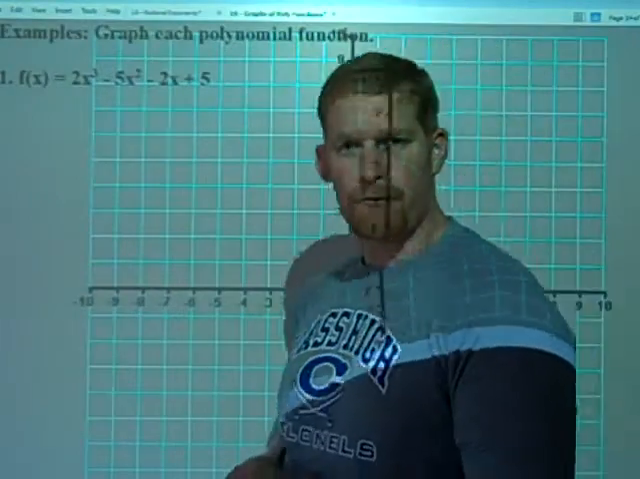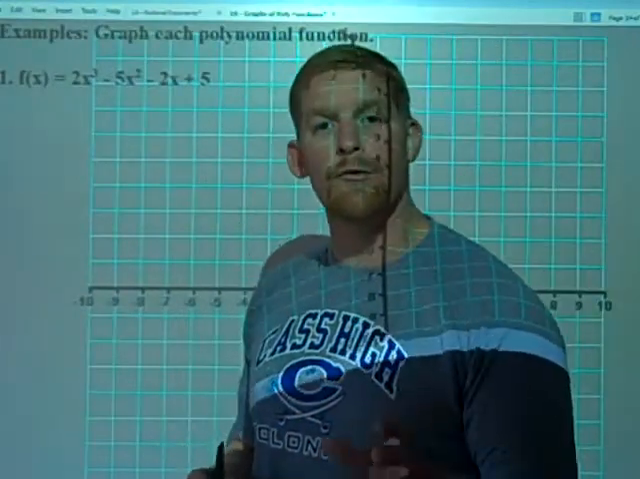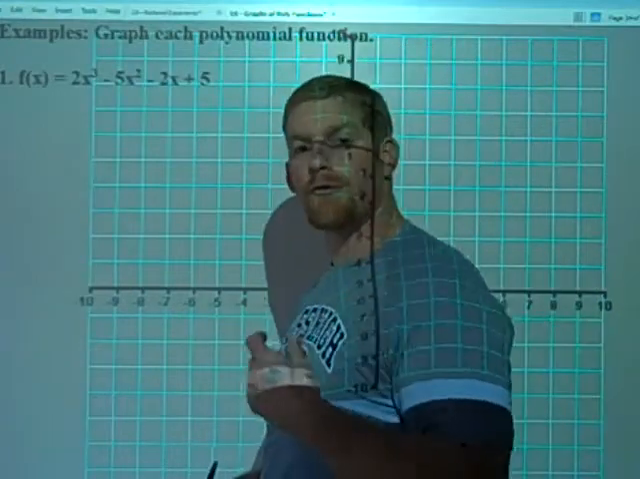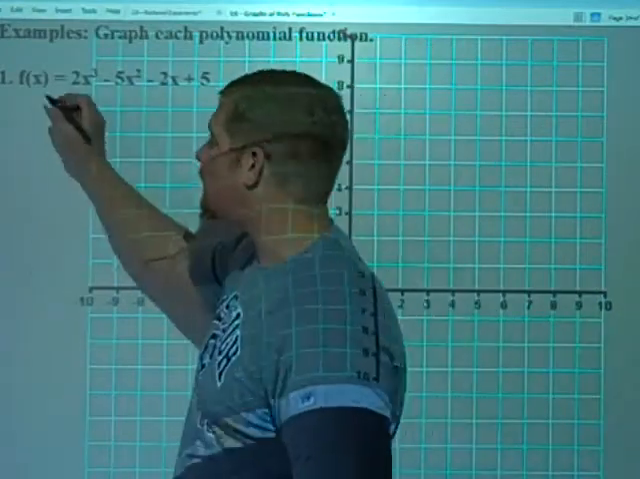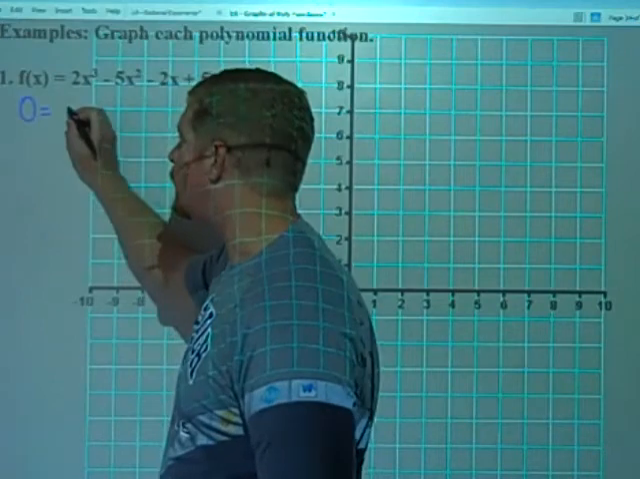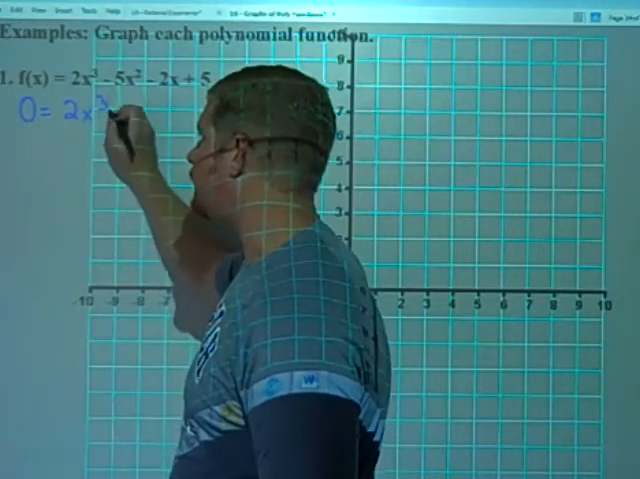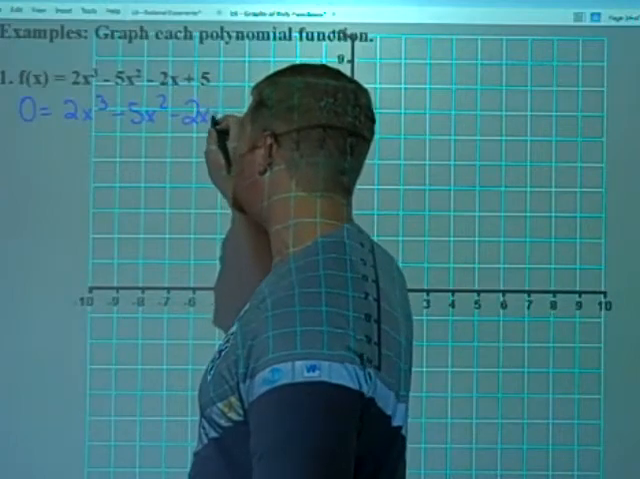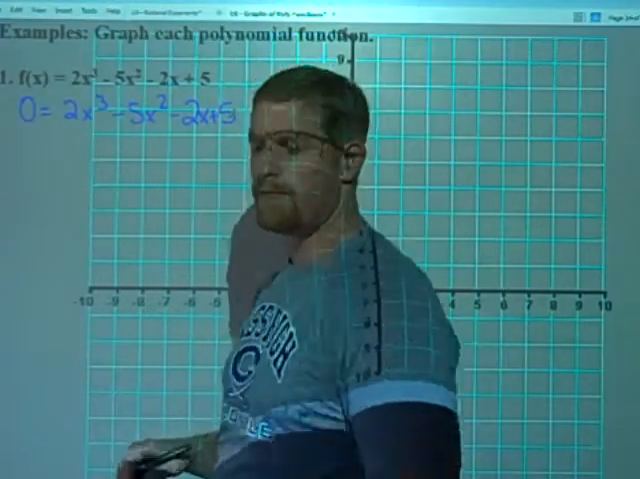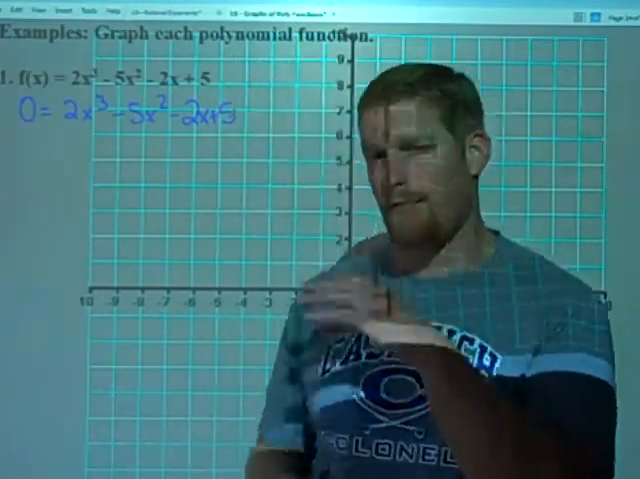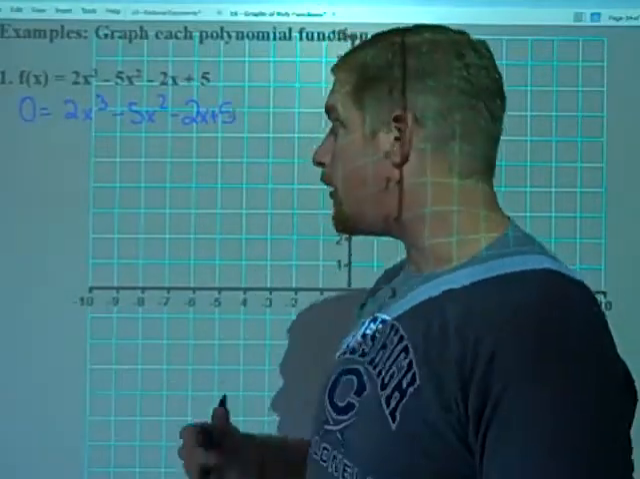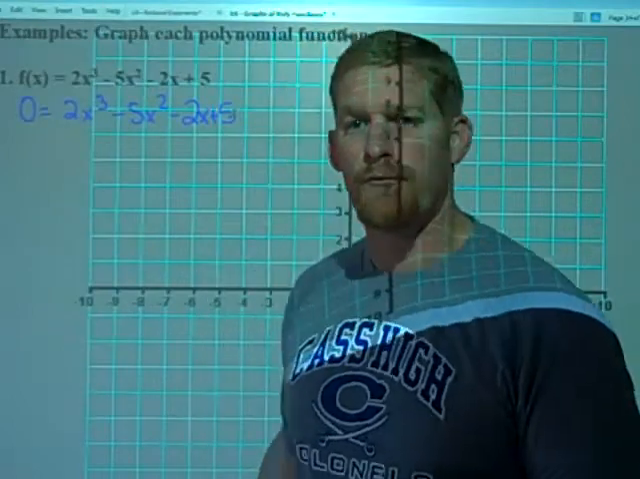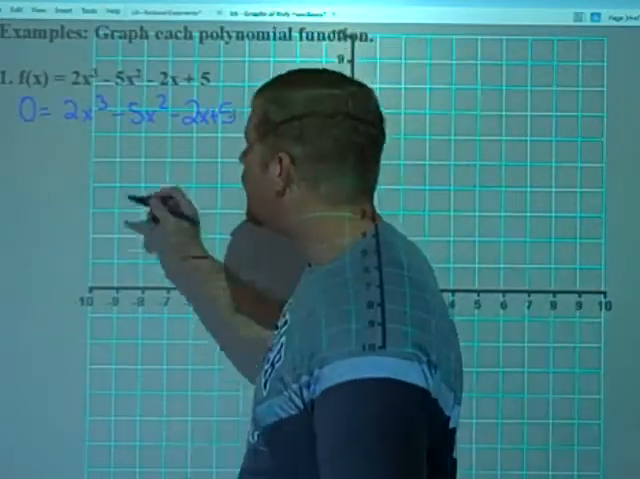In the first example, we have to find the roots of the function first, or the zeros. And the reason it's called these zeros is because we need to set f of x equal to 0. So I have 0 equals 2x cubed minus 5x squared minus 2x plus 5. On your paper, you probably have more room to work than I do up here on the board. That's fine. You don't need to write yours in the graph func area. You can write it on a piece of paper.